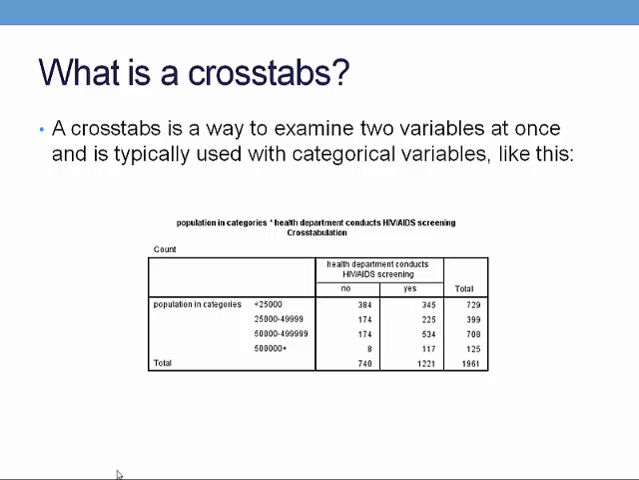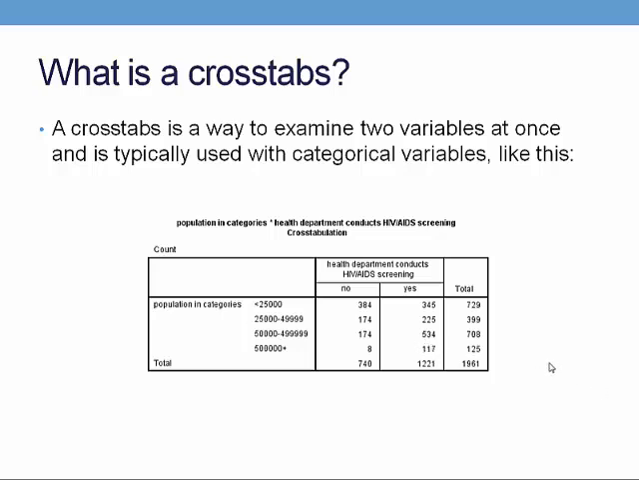You might hypothesize that health departments in large cities with larger populations are likely to do more HIV screening since they have more resources and they're serving a larger population that may have more overall cases of HIV. So from this crosstabs, we can see that that's probably right. If you look at the very small health departments, more than half of them are not providing HIV screening. While if you look at the very largest health departments, almost all of them are providing HIV screening.